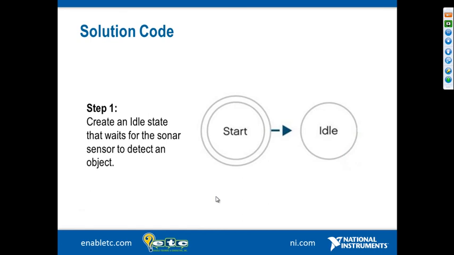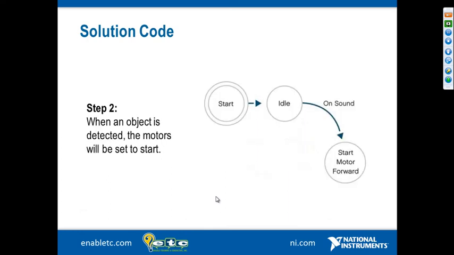Well, the first thing we need is something to sit and wait for the sonar sensor to detect an object. So our first transition and our first state is going to be to go from start to idle. Step number 2. So when an object is detected, the motors will be set to start. So when the sonar detector hears a sound and therefore it senses an object, we're going to go from the idle case to start motor forward.